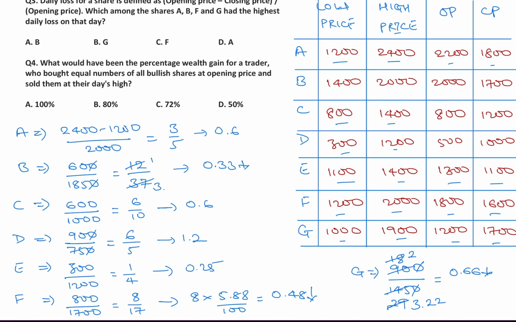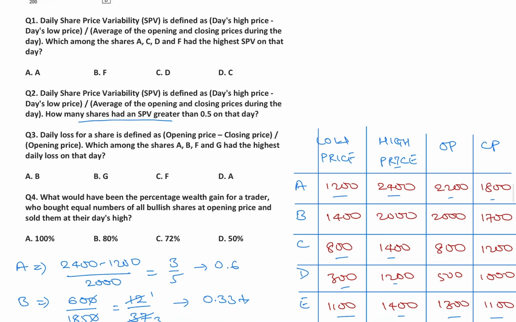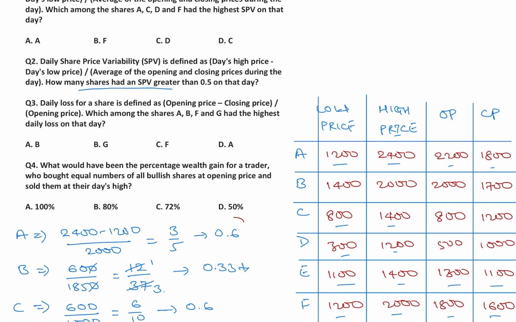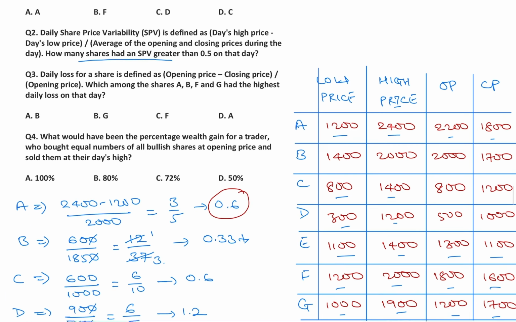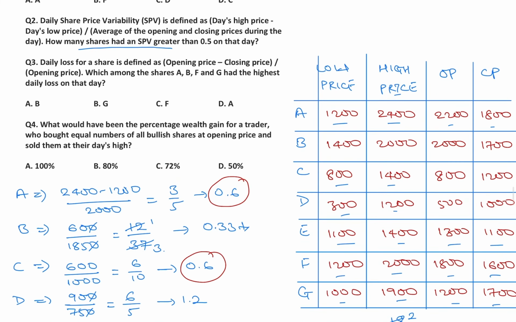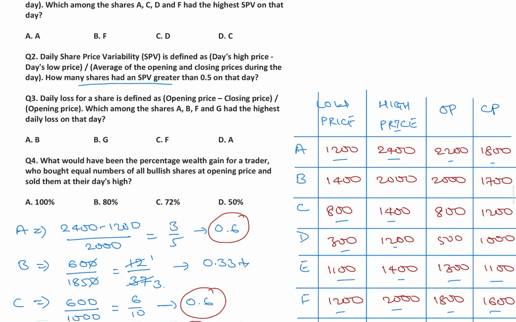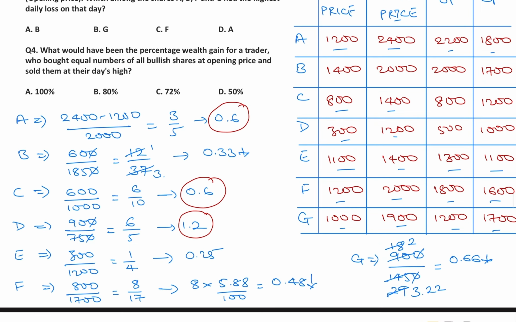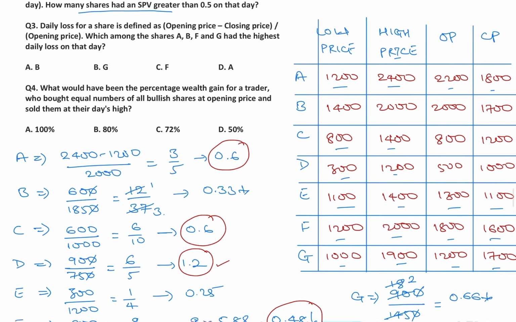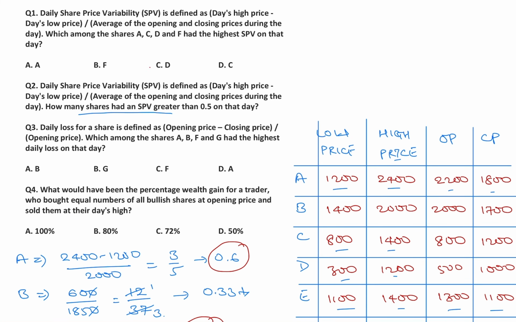Now I think we should go back to our questions. Question number 1 said, which among the shares of A, C, D, and F had the highest SPV? So for A, I have 0.6. For C also I have 0.6. For D, I have 1.2. So currently D is the highest. And for F, I have something less than 0.48. So obviously D is the highest. So the answer for the first question will be D.